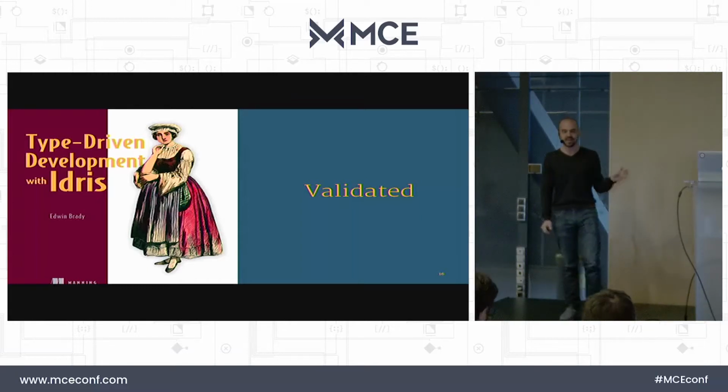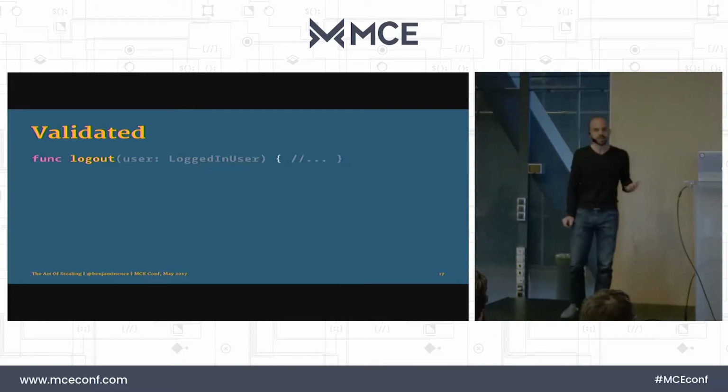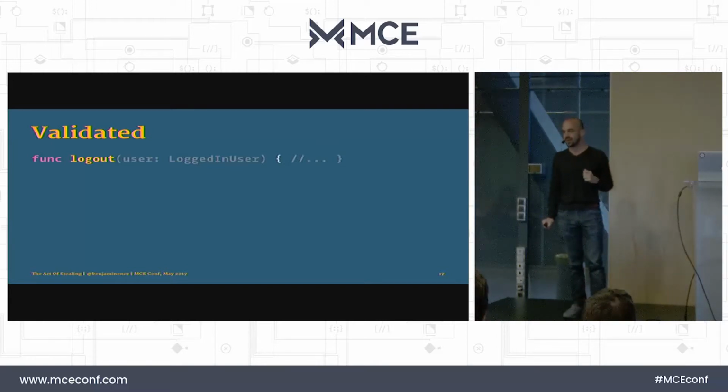But I wondered if I could take the core of this idea and apply it to iOS development in some other way. After playing around with it for a little bit, I came up with Validated, which is a very, very small library. And what it allows you to do is very similar to what dependent types in Idris allow you to do.